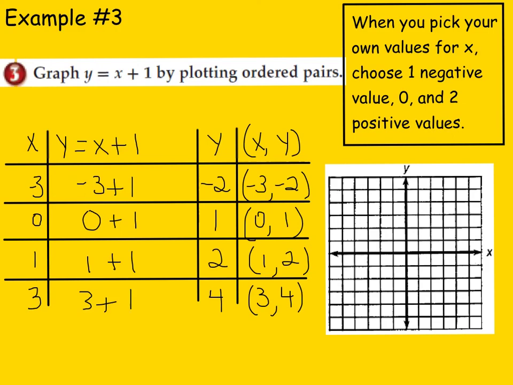Now on our graph, we're going to go ahead and go to negative 3, negative 2. There's our first point. 0, 1, 1, 2, and 3, 4. Even though they're spaced out, you can clearly see that they are going to form a straight line. So very carefully, we're going to go ahead and extend that line beyond the graph and put arrows on both ends.